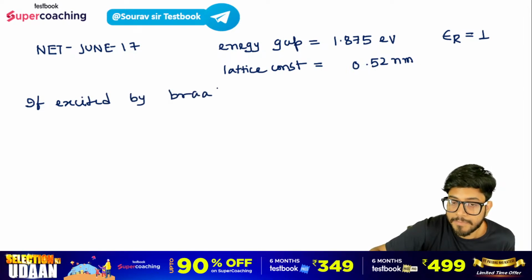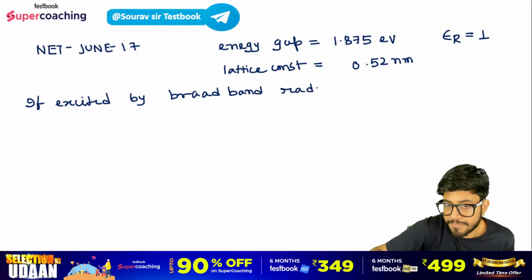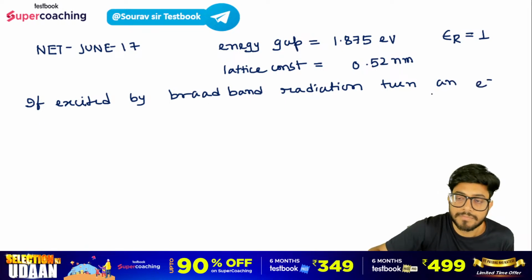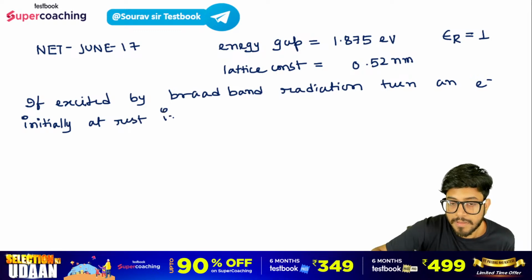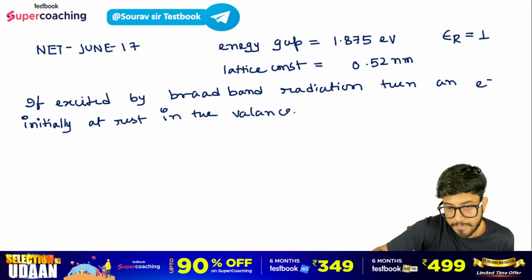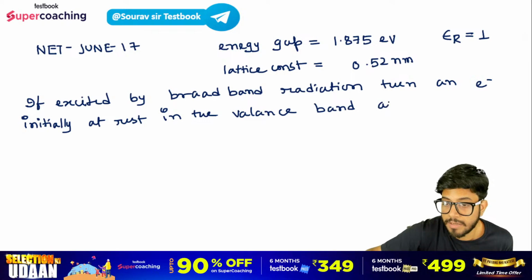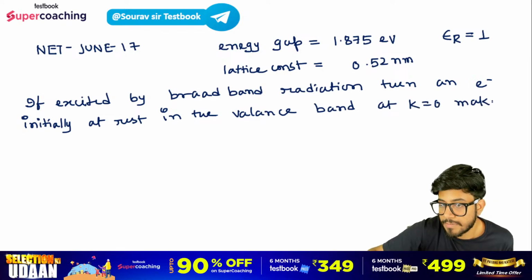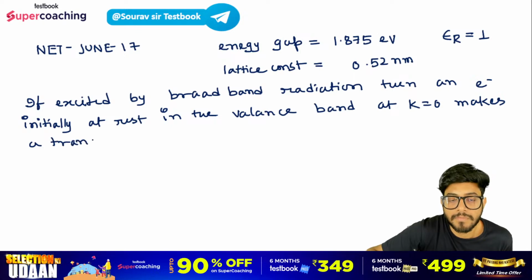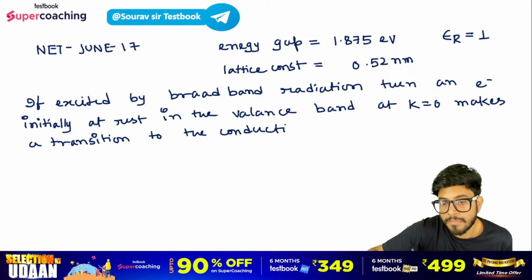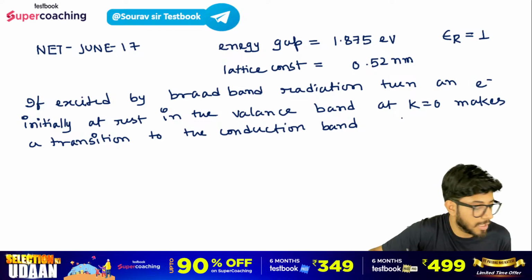by broadband radiation, then an electron initially at rest in the valence band, at k equal to 0, makes a transition to the conduction band.